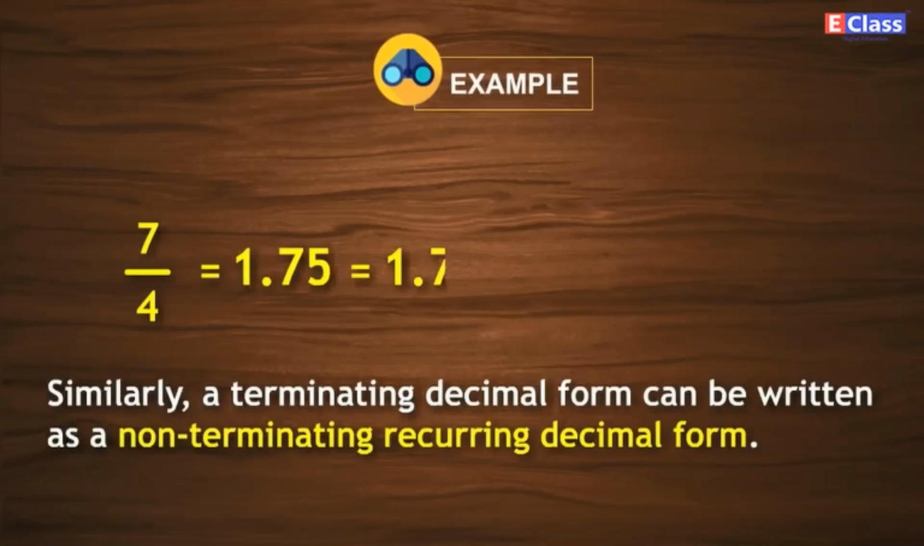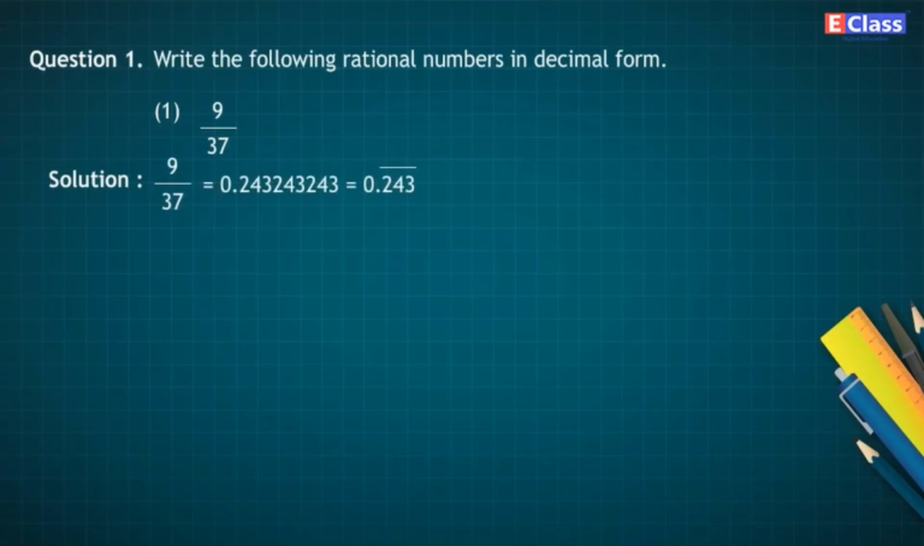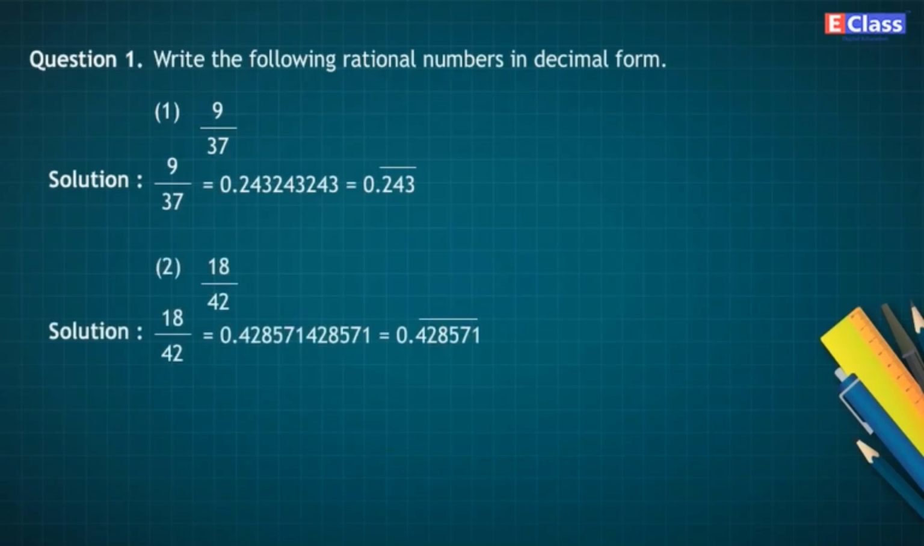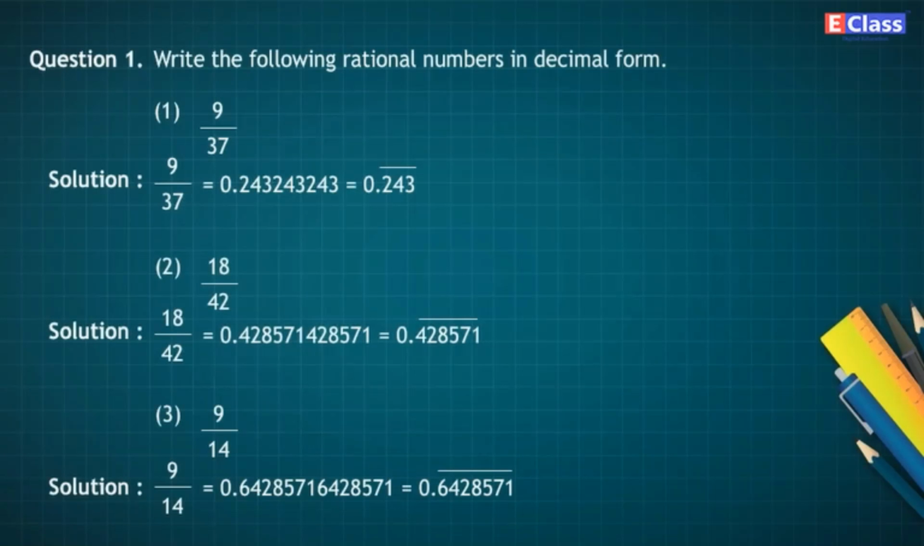243, which is equal to 0.243 bar. 0.43243243, which is equal to 0.243 bar. 2. 18 by 42. Solution. 18 by 42 is equal to 0.428571428571, which is equal to 0.428571 bar. 3. 9 by 14.